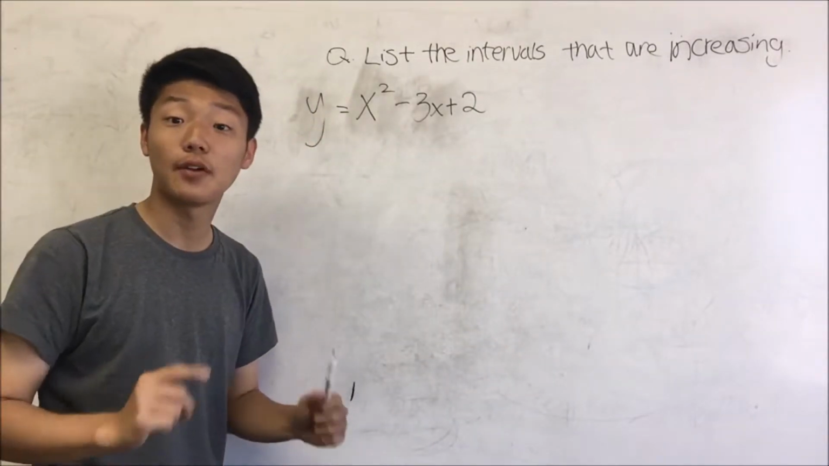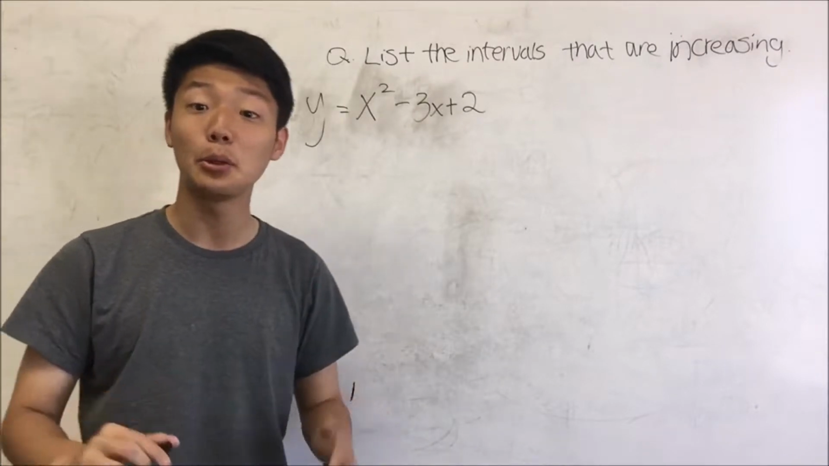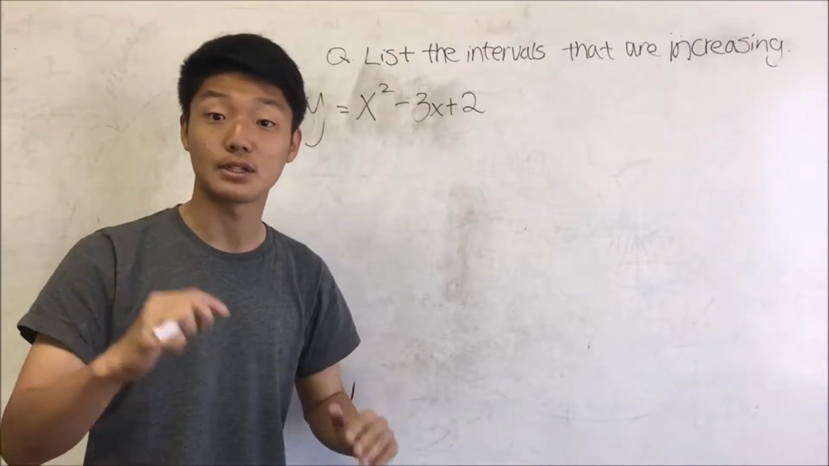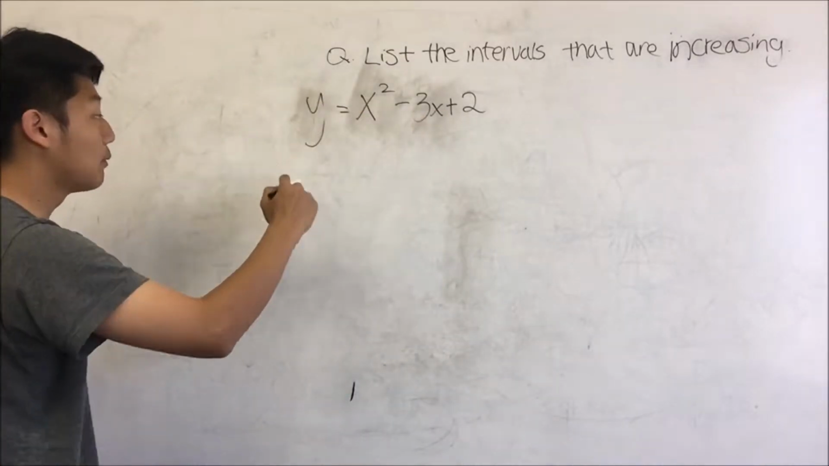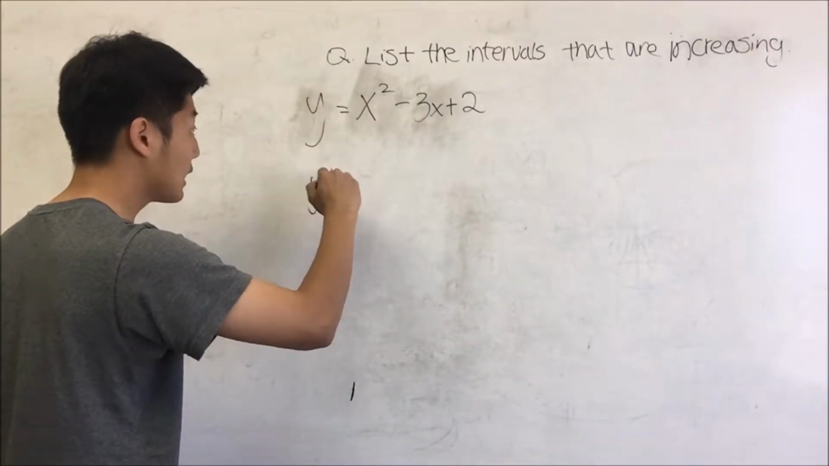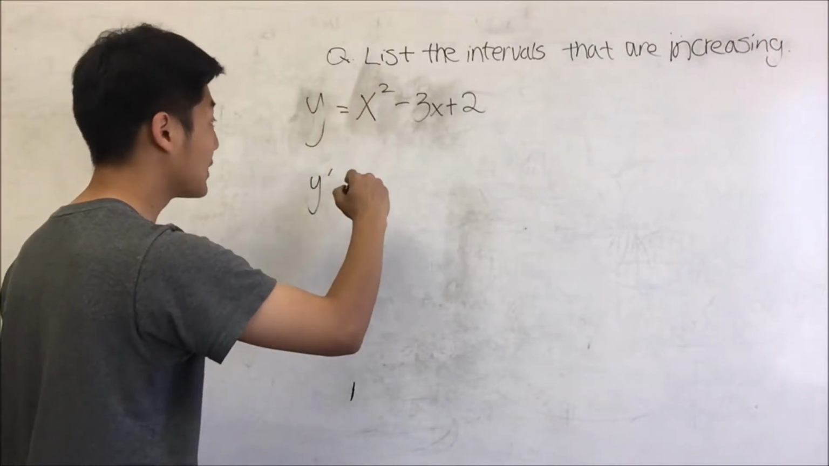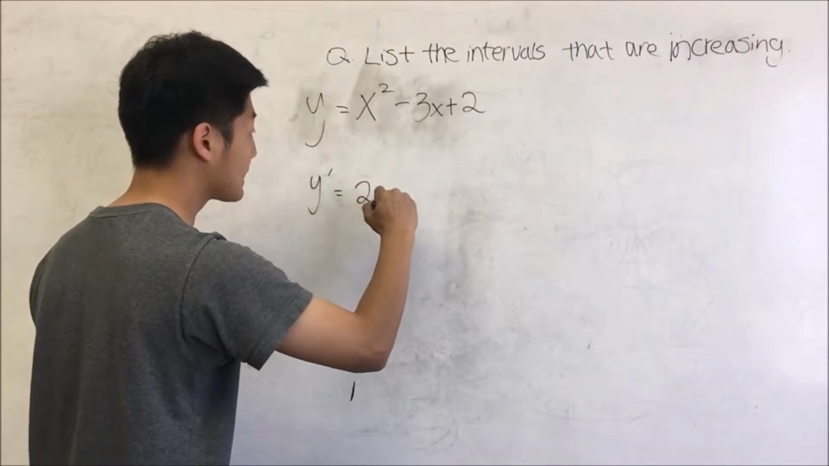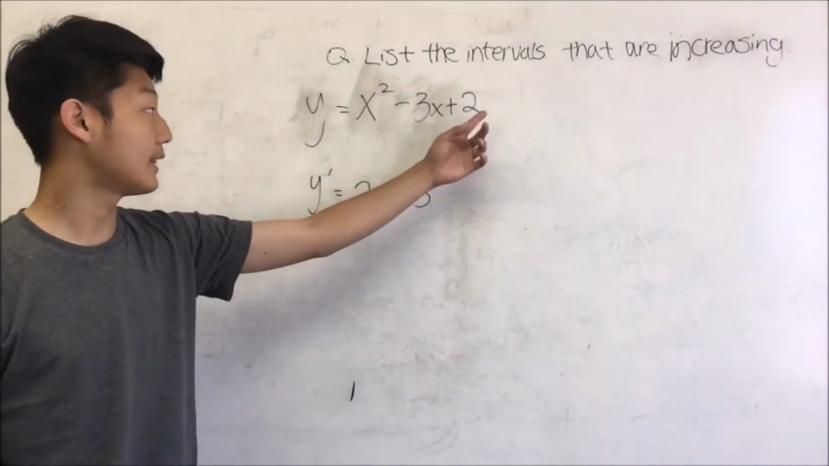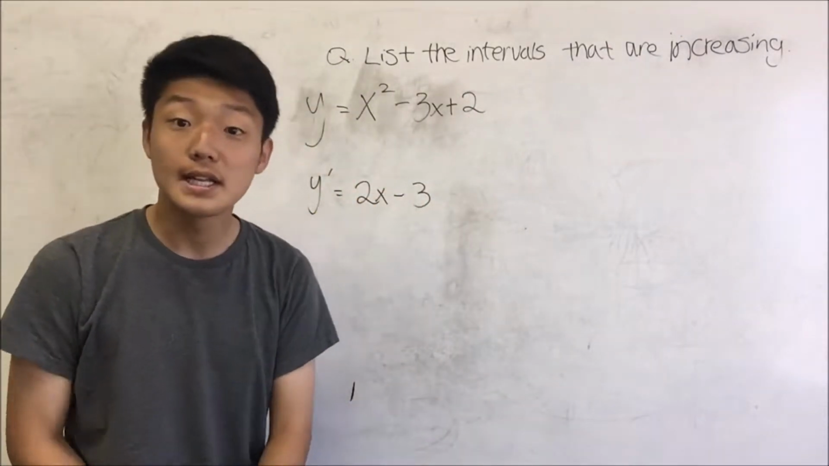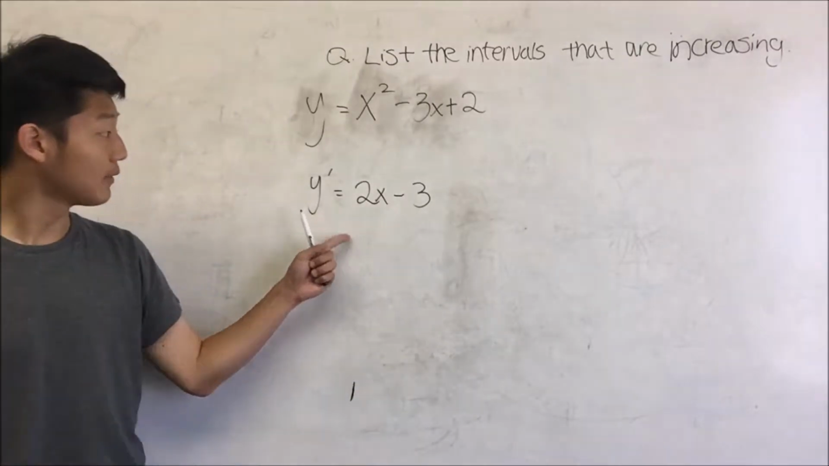So what we have to find is the critical point. To find the critical point, we step into the first derivative test, where we have to differentiate this to make the first derivative. So the first derivative of this function will be y prime equals, if we differentiate it, 2x minus 3. And the constant goes to 0. So the first derivative is this.